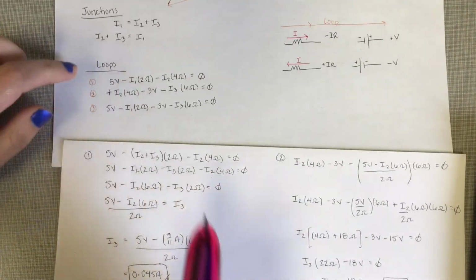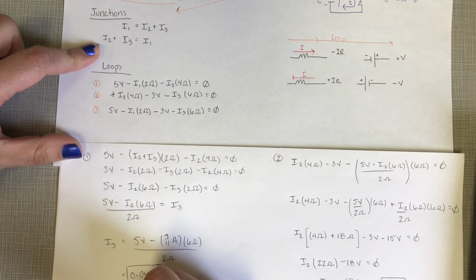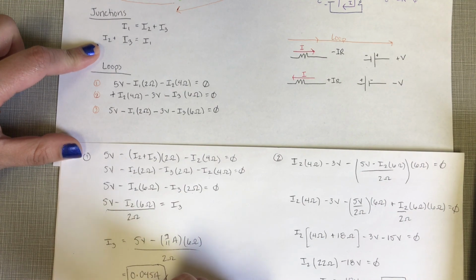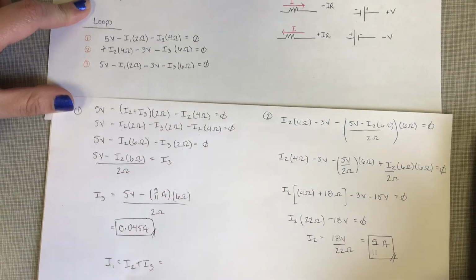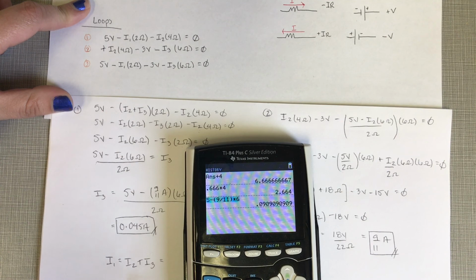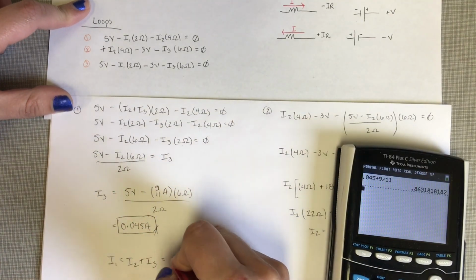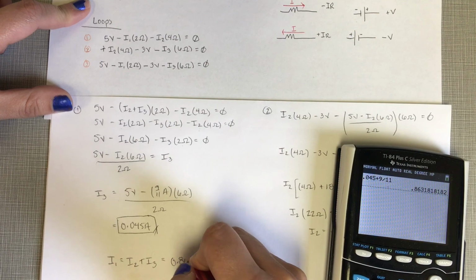And then from here, I1 is I2 plus I3. So that's going to be 0.045 plus 9 over 11, which is 0.86 amps.